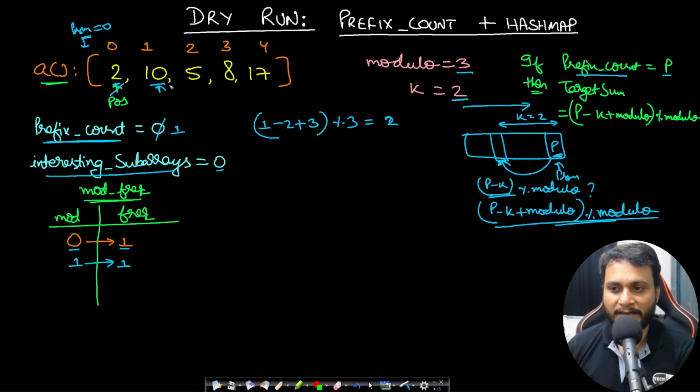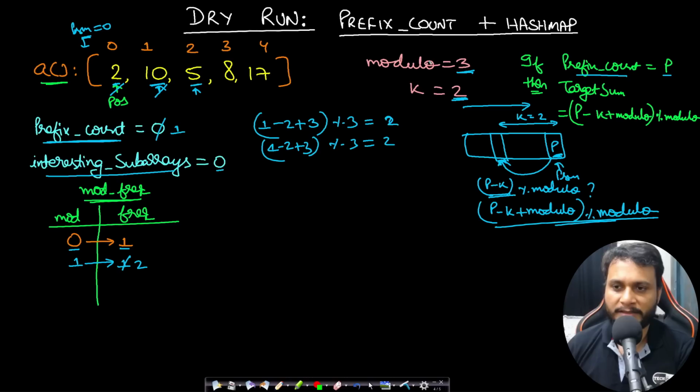When you see this 10, then 10 mod 3 is 1, which is not equal to 2. So your prefix count is not going to change. And now I will be incrementing the frequency because I am seeing it for the second time. Now again, you will be searching for the exact same value. That means (1 minus 2 plus 3) mod 3, which is 2, and 2 has not occurred. So therefore, it will not contribute anything, right? It is not interesting. Now there is no interesting subarray ending at 1 as well, right?